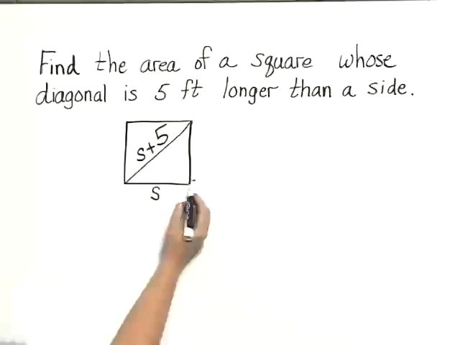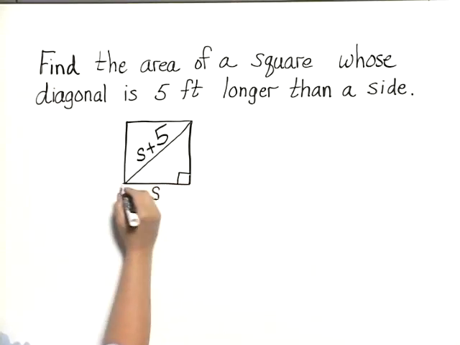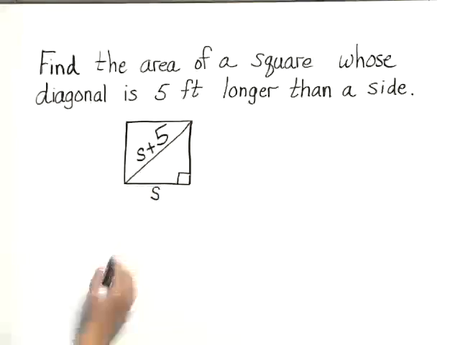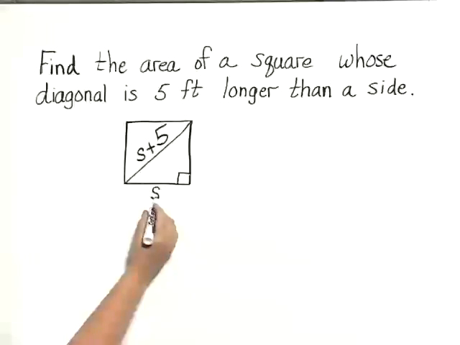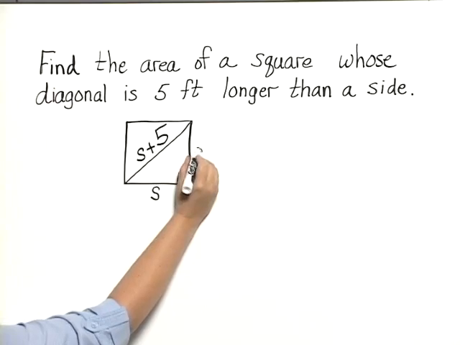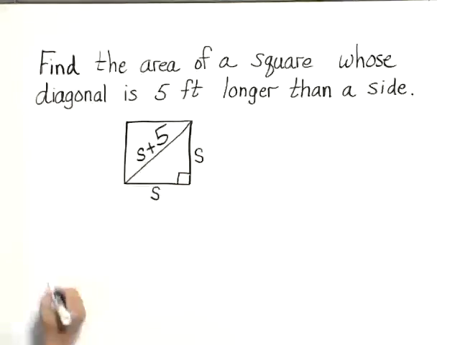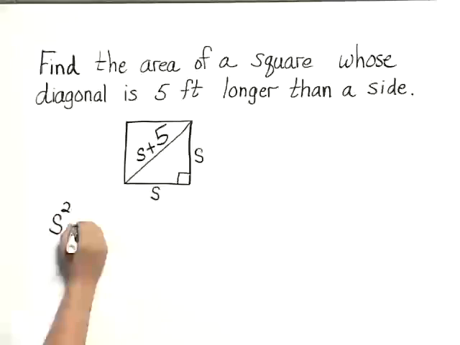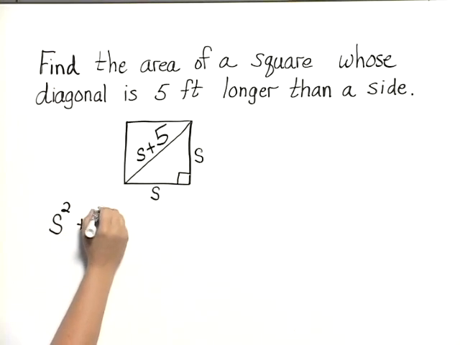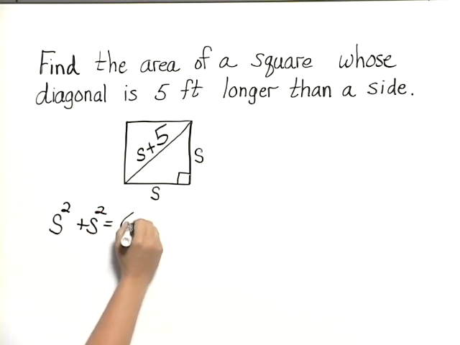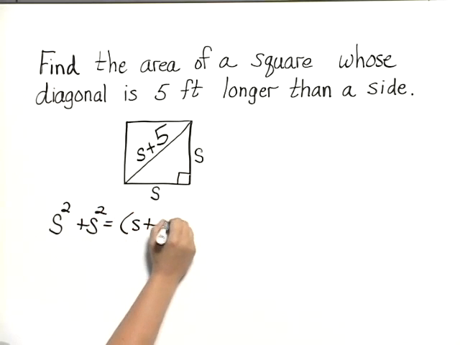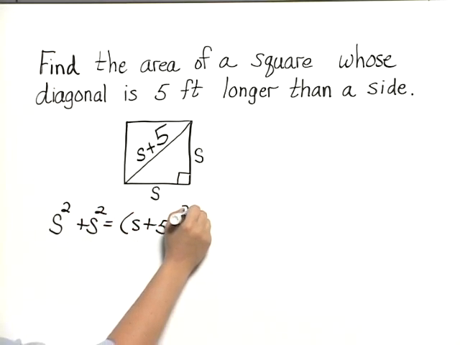Now if you'll see, since this is a square, we actually have a right triangle, and we can use the Pythagorean equation in order to get a translation, which is the next step, of the problem into math. If this side is S and we have a square, this side is also S. And by the Pythagorean equation, we have S squared plus S squared equals S plus 5 squared.